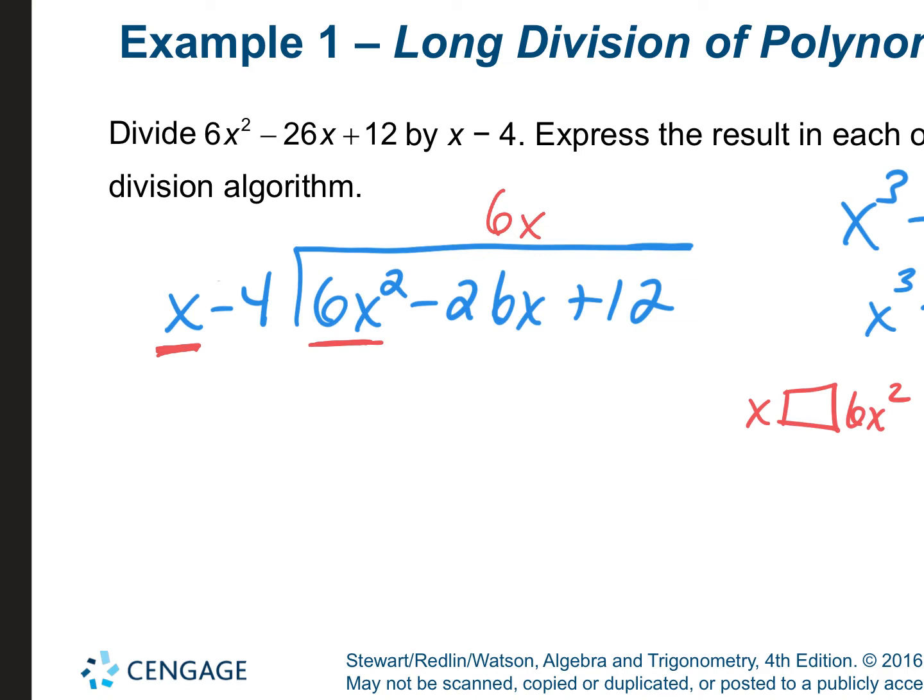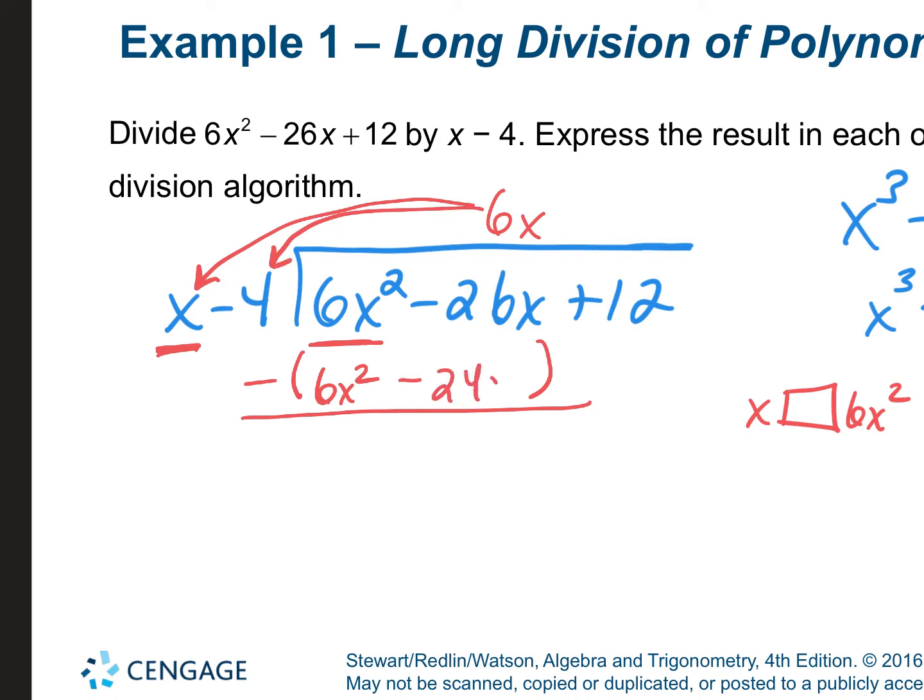So now our next step would be to multiply, right? Well, before we do that, this is very, very important. You guys need to get your subtraction set up, and I'll explain to you why in a second. But just get your subtraction set up. Put your parentheses and that minus sign. So now when I multiply, guys, what is 6x times x? 6x squared, good. What is 6x times negative 4?